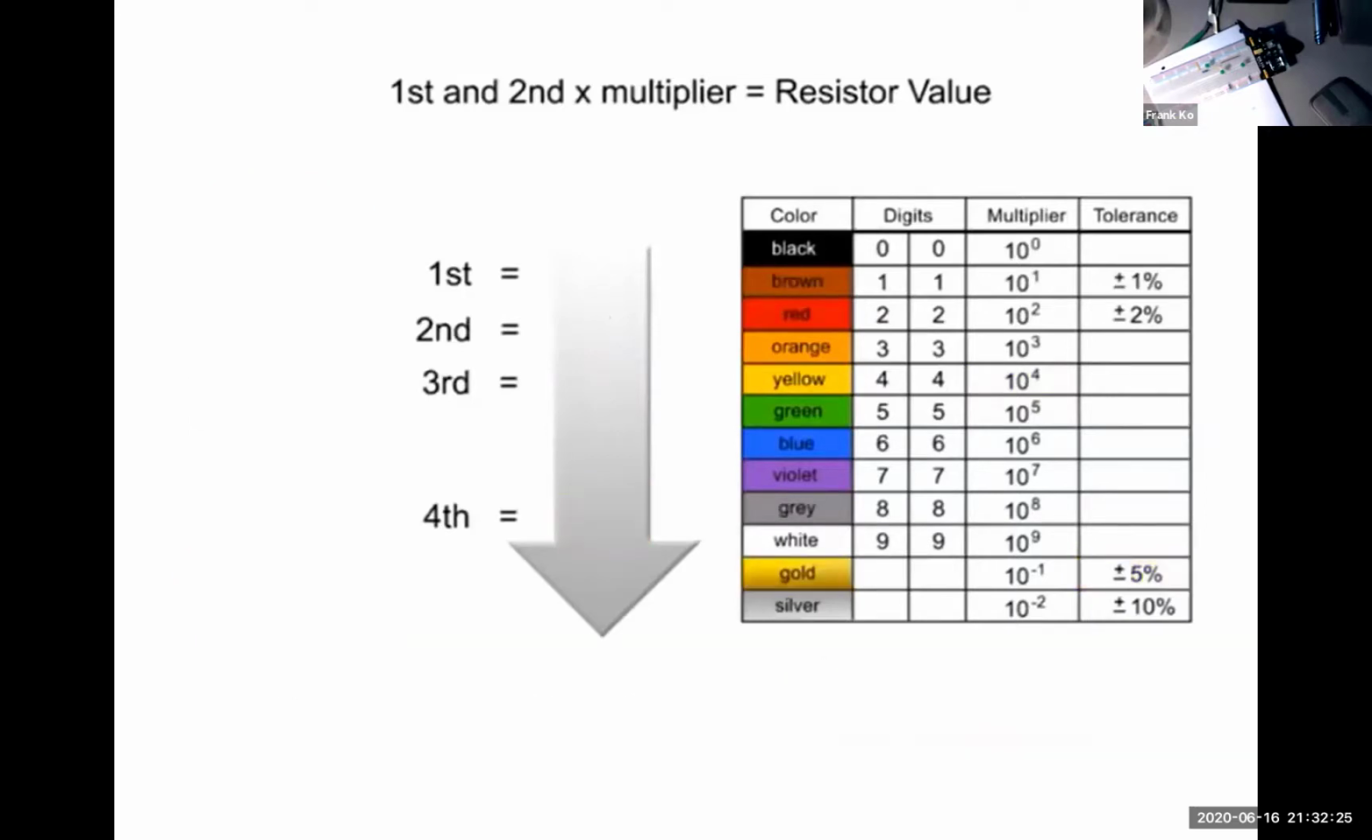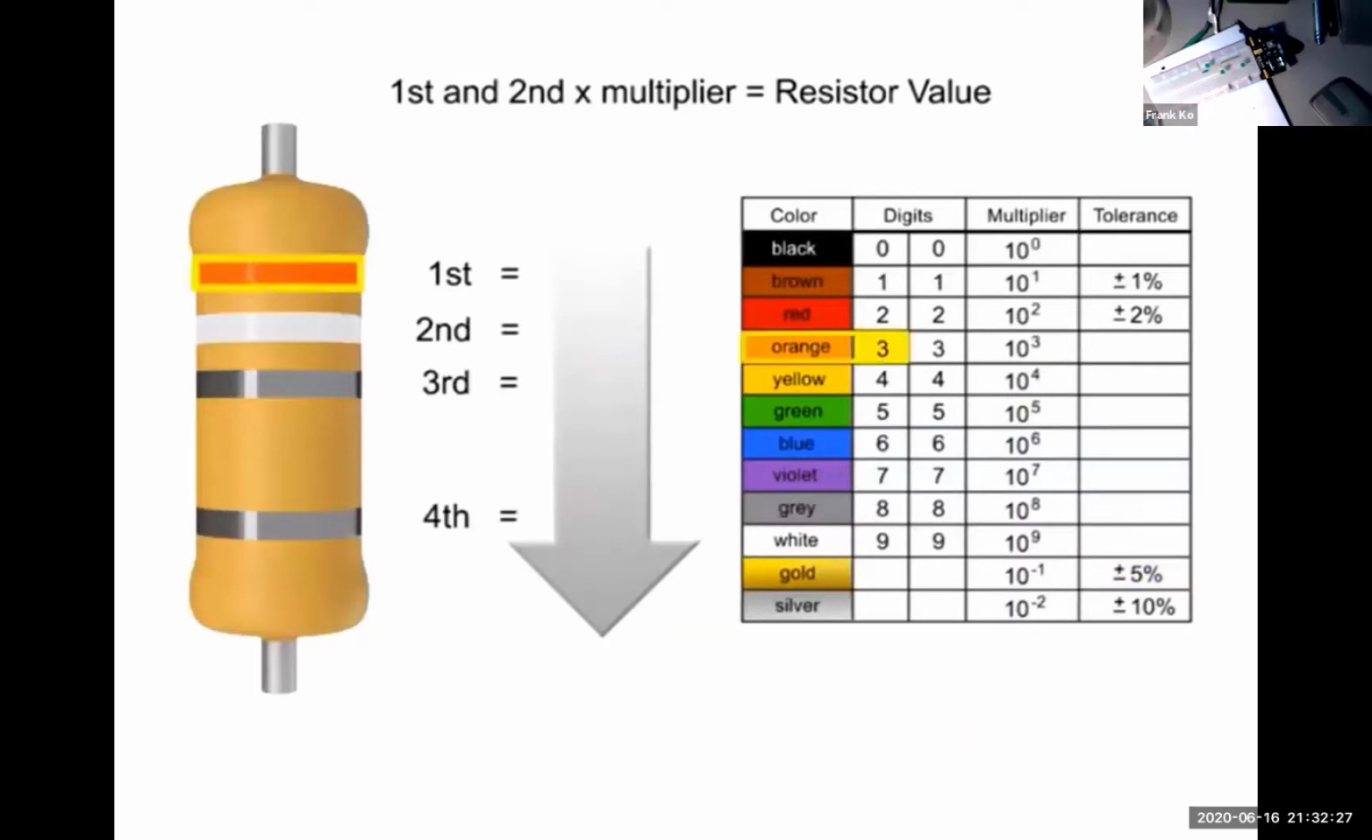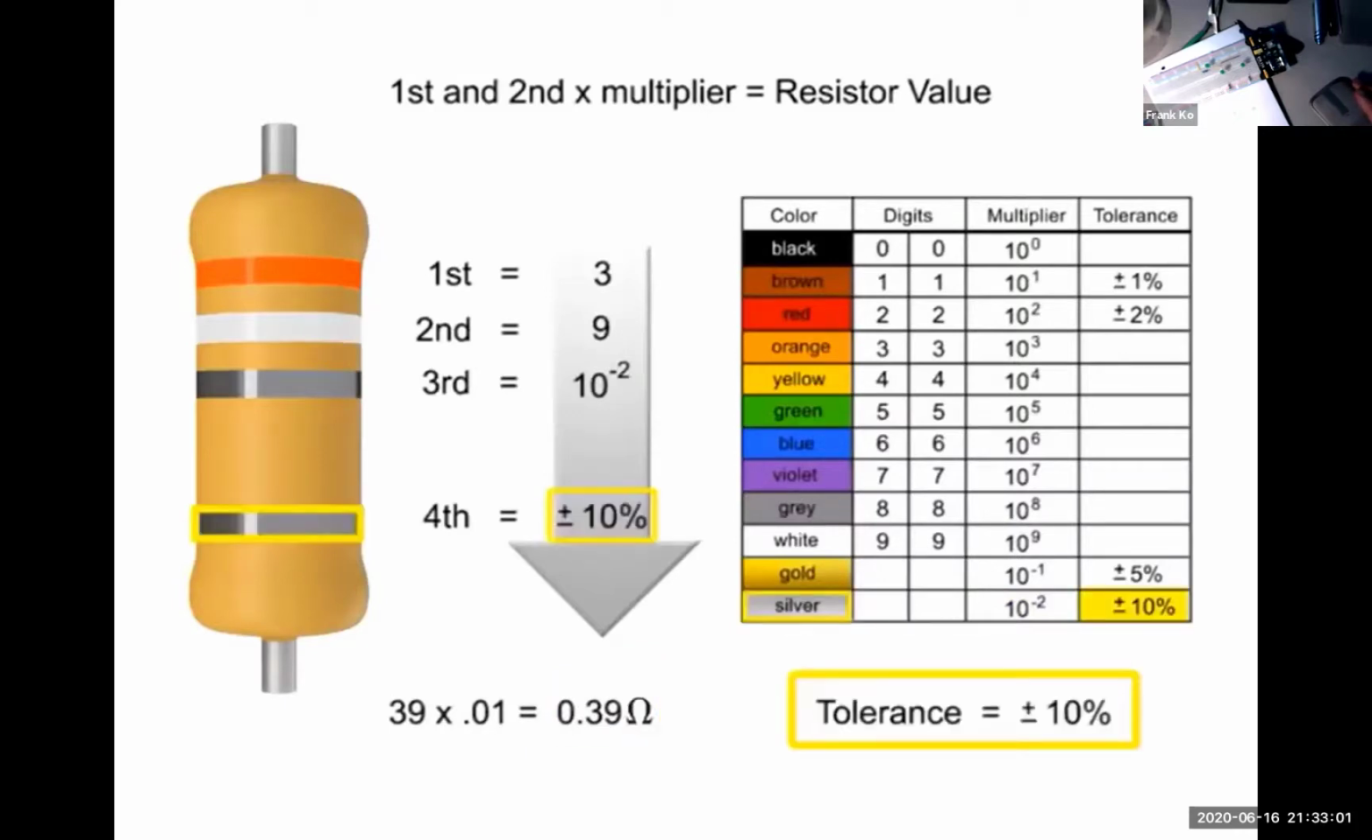In this example, the first band is orange, so the first digit is 3. The second band is white, so digit 2 is 9. The third band is silver, so we multiply the first two numbers by 10 to the negative second power, or 0.01. In this instance, we would take the 39 and move the decimal point 2 places to the left, resulting in a value of 0.39 ohms. Thus, the value of this resistor is 0.39 ohms with a tolerance of plus or minus 10%.